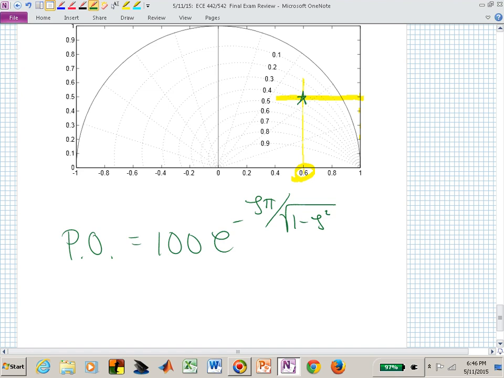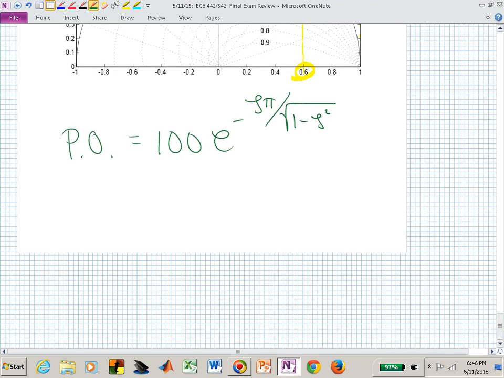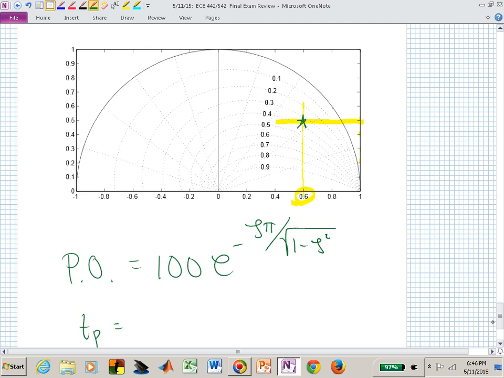What about another time domain parameter? Time to peak. Can you obtain that from that star?